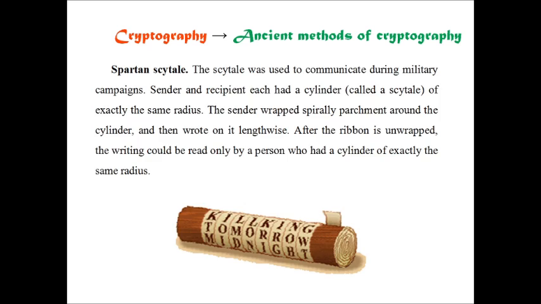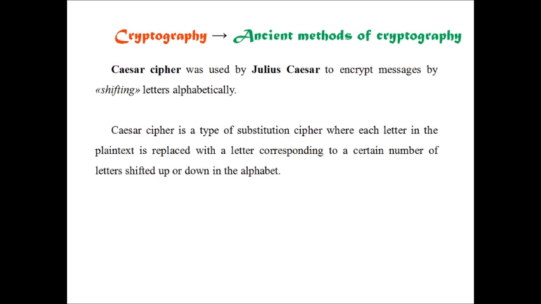exactly the same radius. Another ancient method of cryptography is the Caesar cipher, which was used by Julius Caesar to encrypt messages by shifting letters alphabetically. Caesar cipher is a type of substitution cipher, where each letter in the plain text is replaced with a letter corresponding to a certain number of letters shifted up or down in the alphabet.